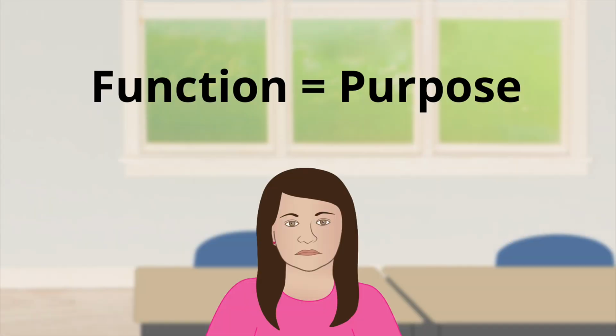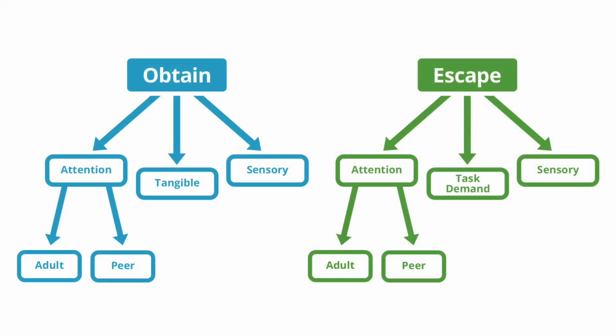Let's review what we've learned in this section. The function of a behavior is why the behavior occurs. We can think of problem behavior as having two main functions: to obtain something or to escape something. To determine the function, we identify the ABCs of the behavior across many occurrences and analyze the information and look for patterns.